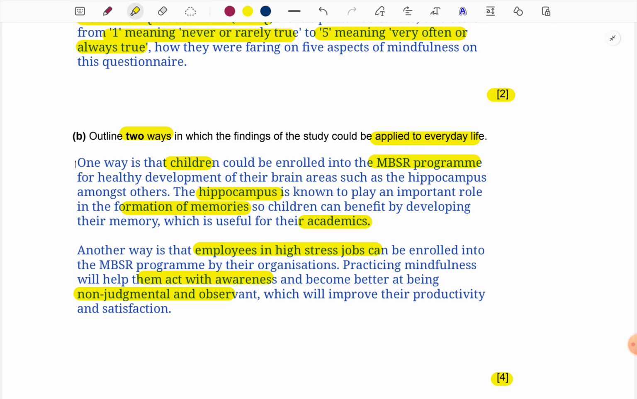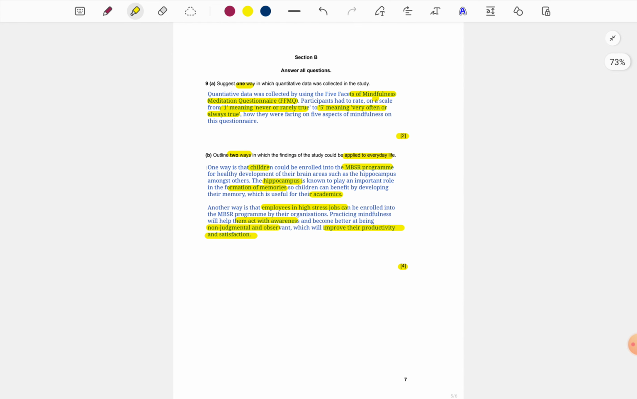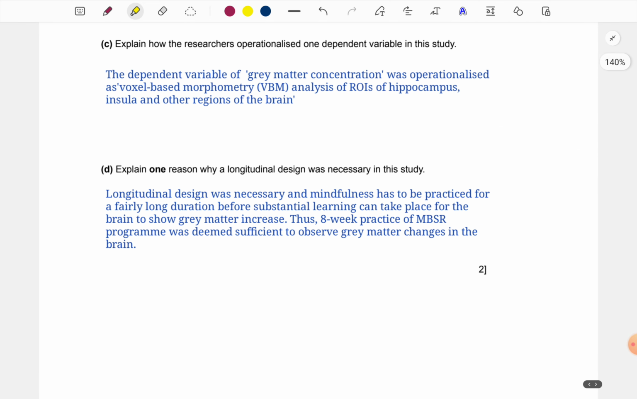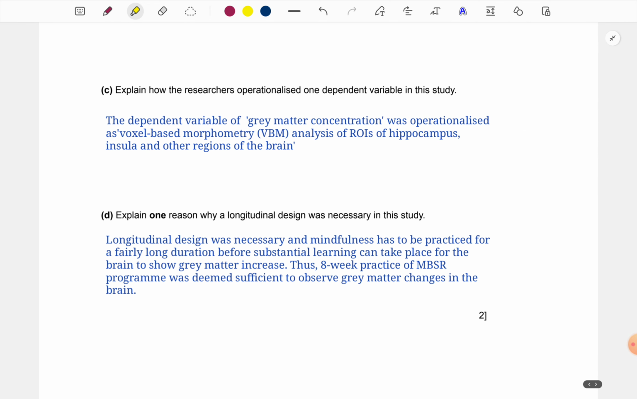And because of that, what? Again, we have to be complete. So why should they become more aware and more observant? Because it will improve their productivity and satisfaction, or it will make them more relaxed. Something like that you could write. Okay, so application answers are easy to score provided you discuss at length and what you say should make sense.